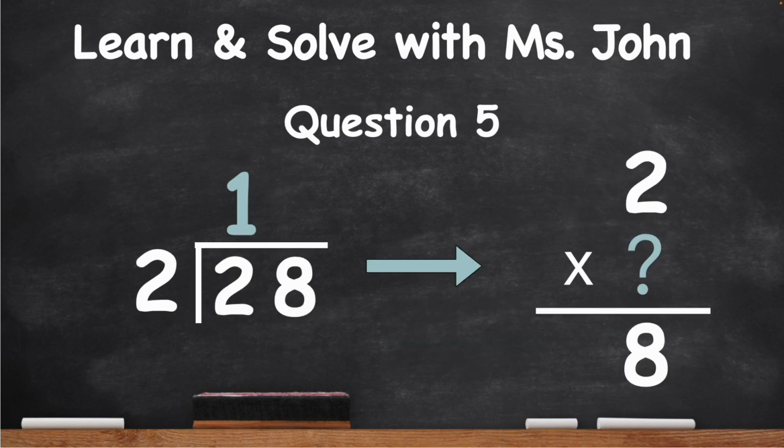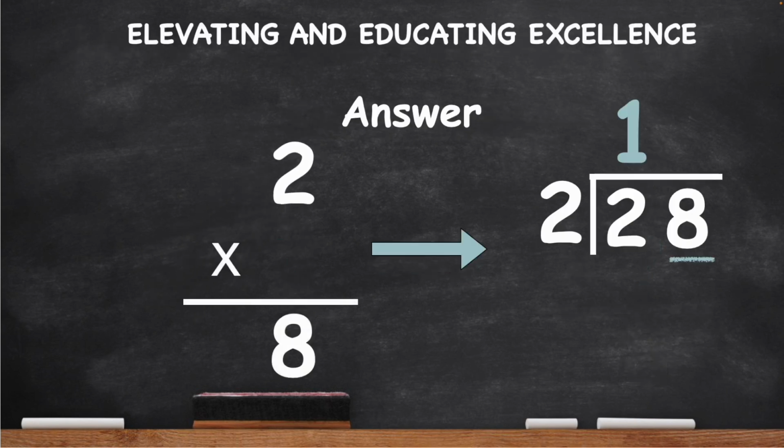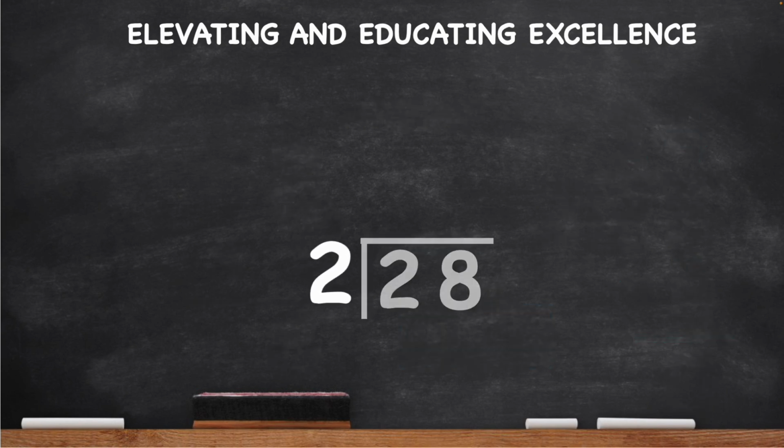Now let's divide 8 by 2. 2 times what gives you 8? The answer is 4. Therefore, we'll write the 4 on top of the 8 in the division box. We'll continue to subtract the answer from the 8. So let's first draw a rough box. In this rough box, we're going to write 2 times 4. 2 times 4 equals 8. We'll then write the 8 underneath the other 8. Now let's subtract the two numbers. 8 minus 8 equals 0. Therefore, 28 divided by 2 equals 14. Again, 28 divided by 2 equals 14.